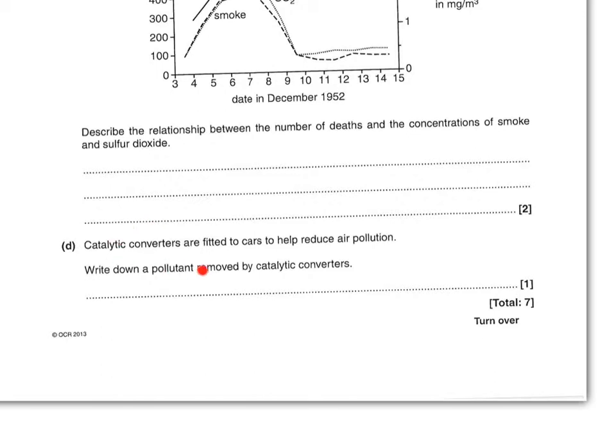Catalytic converters are fitted in cars to help reduce air pollution. Write down a pollutant removed by catalytic converters. So this is either carbon monoxide or nitrogen monoxide.